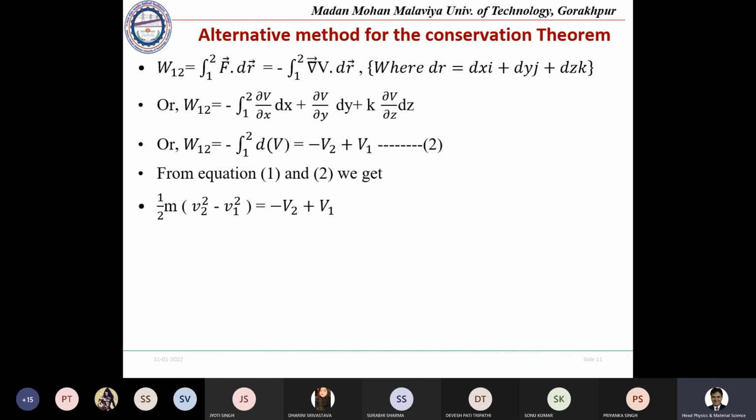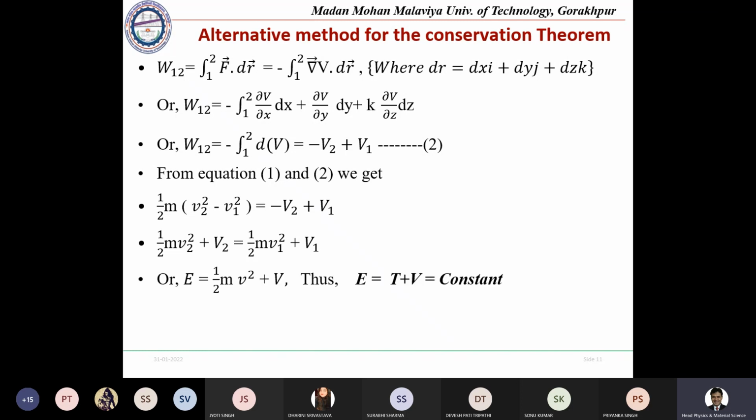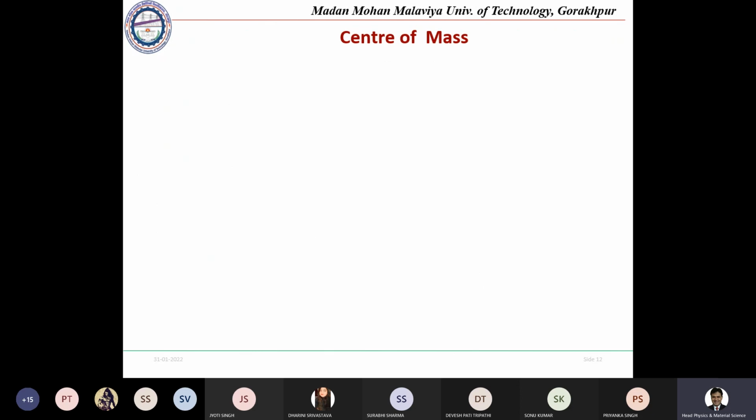And from equation number 1 and 2, if we equate these, because both are the expression corresponding to the work done between the point 1 to 2, then we will write half m (v2 squared minus v1 squared) is equal to minus V2 plus V1. And finally, having the same quantity on either side, we have this expression, and this is exactly the conservation theorem, that is E is equal to T plus V is equal to constant.